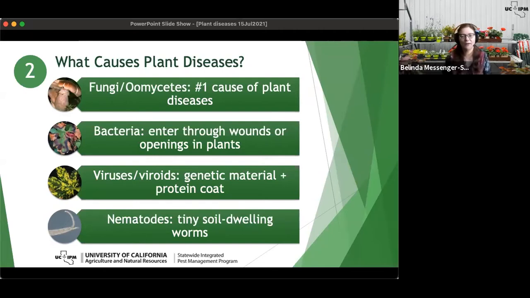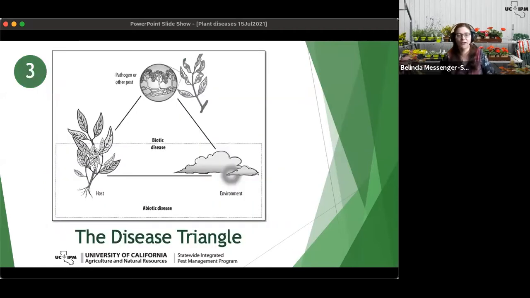Nematodes are not quite microscopic, and they're sometimes grouped with invertebrate pests like insects and mites. If you go onto our pest notes, you'll see that they're under invertebrates rather than plant diseases. I learned nematodes in plant pathology, so that's how I see it.